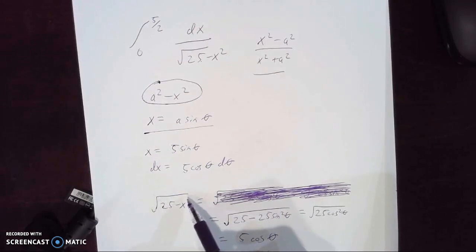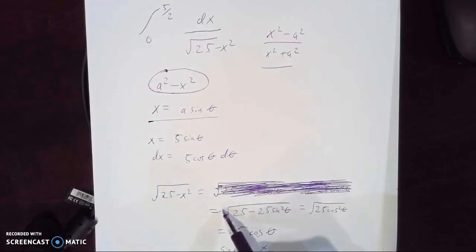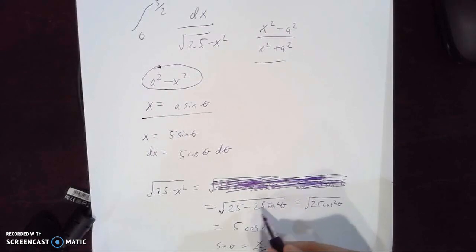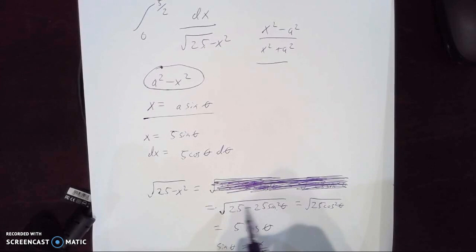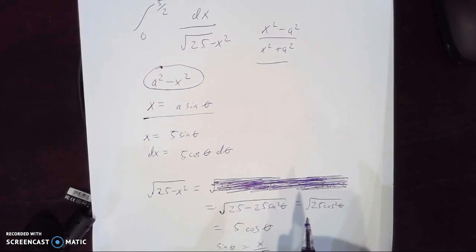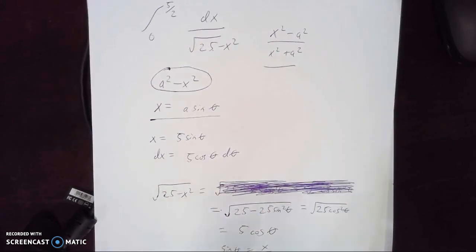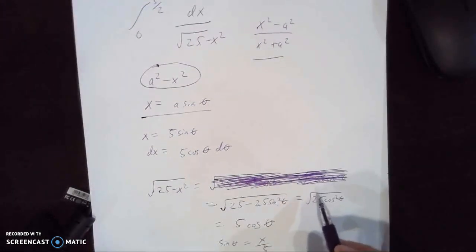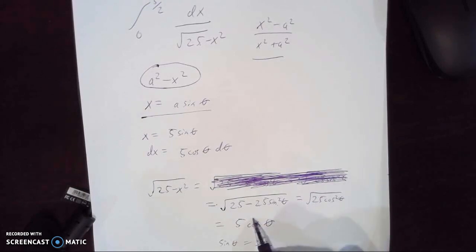The square root of 25 minus x squared becomes the square root of 25 minus 25 sine squared of theta, which, because sine squared theta plus cosine squared theta is 1, becomes 25 cosine squared of theta, just using that Pythagorean identity in reverse. So the nice thing that does for us is that it's something we can actually take a square root of, and we get 5 cosine theta.